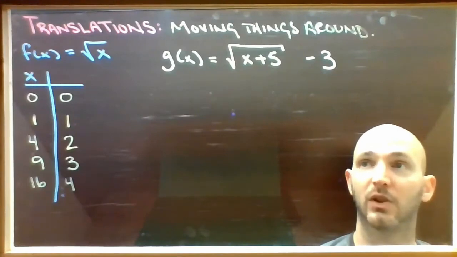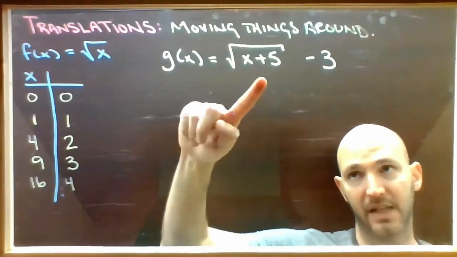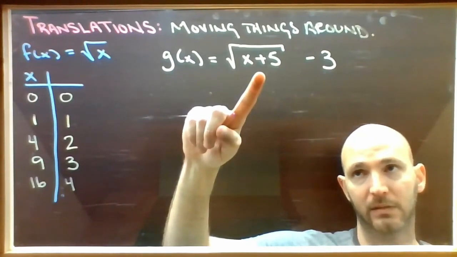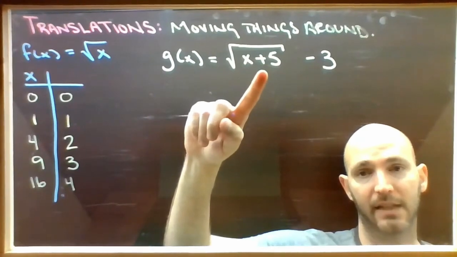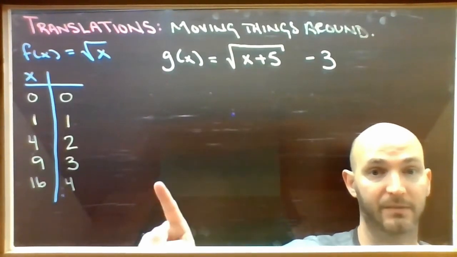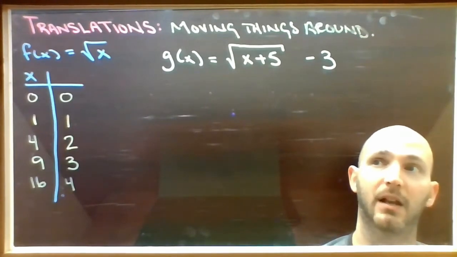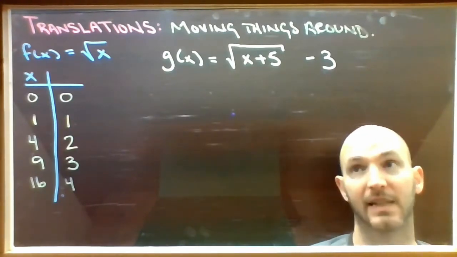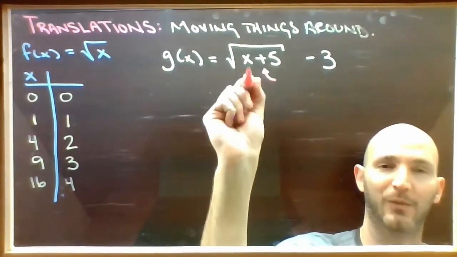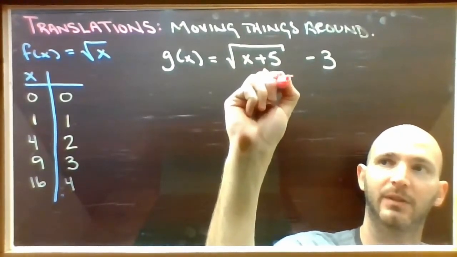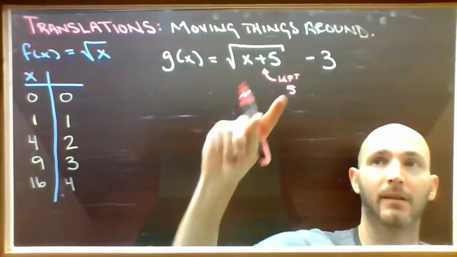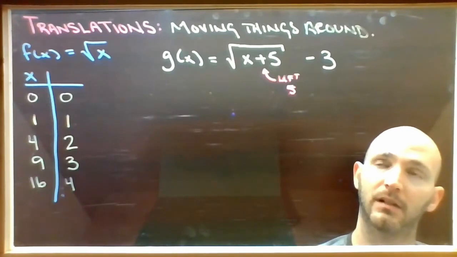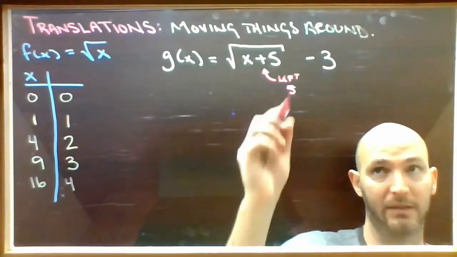I'm going to give you a minute to look at that function and ask yourself, based on this, is this a left, a right, an up, or a down? So inside of the operator, that's the horizontal stuff. So it's not an up or a down. And if it's positive inside the operator, it is a leftward shift. Hopefully you got that. Left, 5. This one out here, I'm going to give you a second to think about it. So that's a down 3.